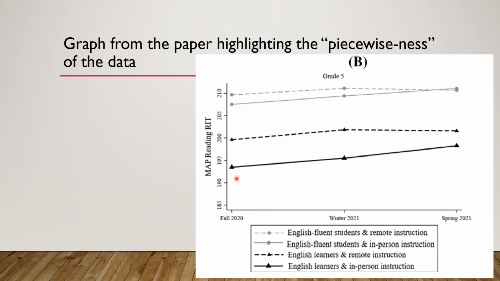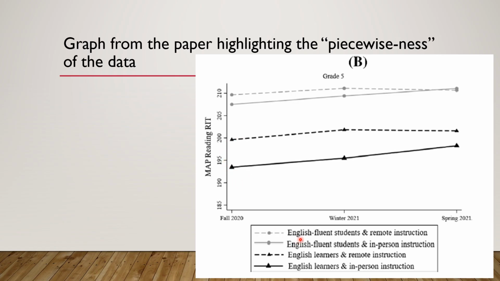The triangles are for students who were in person and remote, but they're using the same symbol to also keep the grouping together. So the symbols aren't changing based on the English fluent versus English learner. The symbols help us, along with the color, to distinguish who is who in this data set.